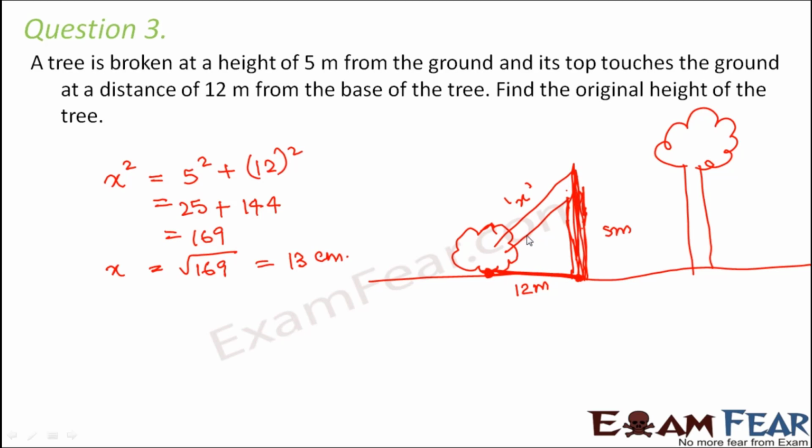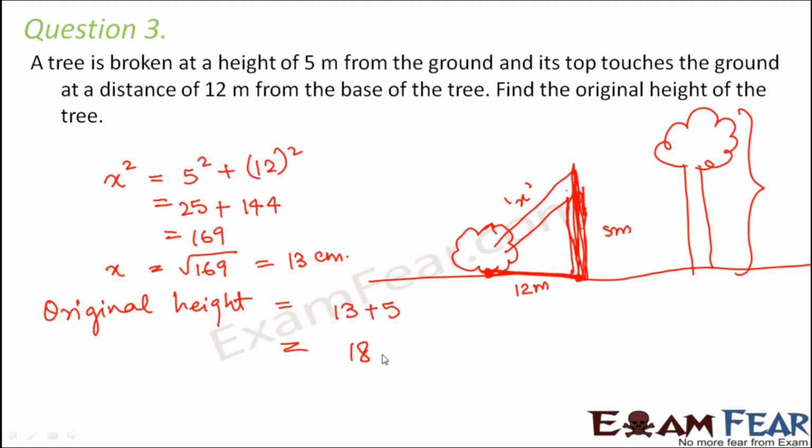So original height would be what? This entire height, right? Before it was broken, that means when it was not broken, this part was also erect. So basically original height would be equal to 13 plus 5, that is equal to 18 meters. So these were all in meters. So this was also meter. So the original height of the tree would be 18 meters.